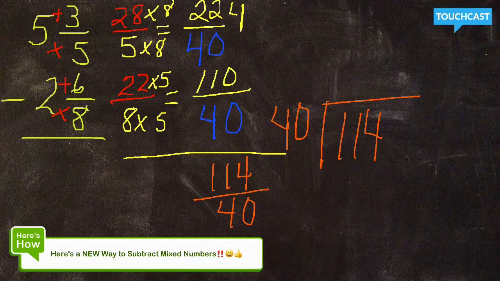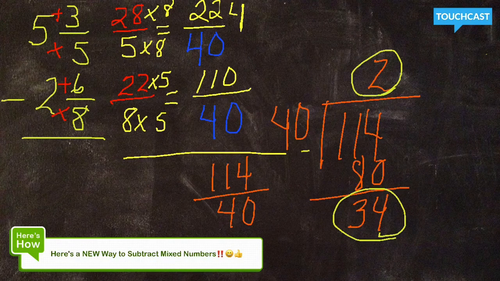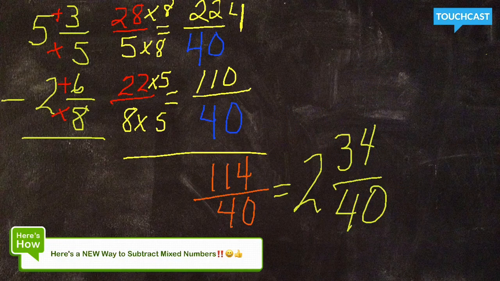Well, we know that 2 40s equal 80, so let's go with 2. And we'll go 80, and we subtract, and we get 34. Now, our answer is actually right here in the problem. 2 and 34/40ths. Now hopefully when you look at this, you notice that 34 and 40 are both even numbers, which should tell you right away that it probably could be simplified.